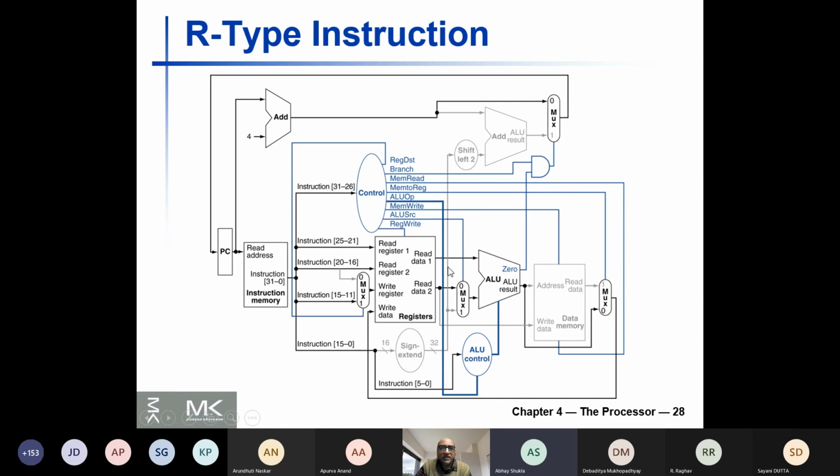In addition to that, the main controller generates other signals, like the signals for these multiplexers. You can see there are 4 multiplexers over here, right? And signals to control the data memory, and signals to control the register file. So in addition to these, there are 7 other additional control signals that will be generated by the main controller.